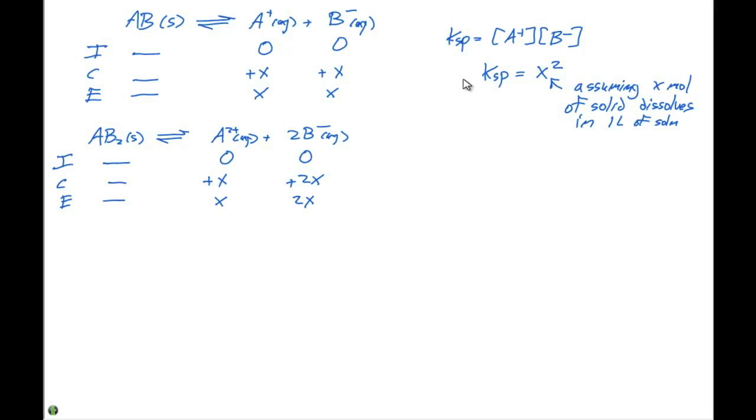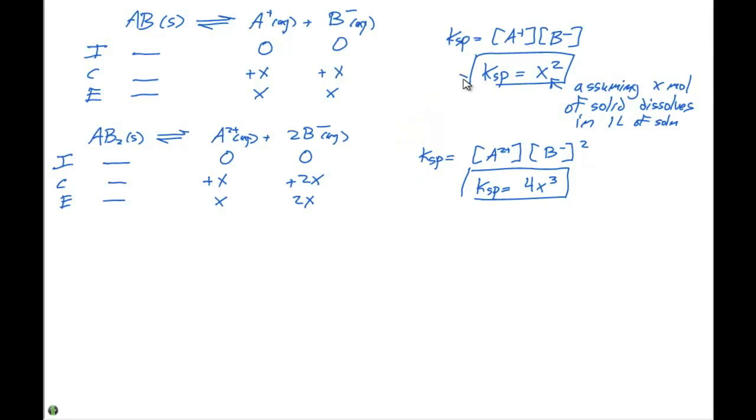So our KSP is going to be equal to the concentration of A2 plus times the concentration of B minus, that quantity squared. If we plug in our equilibrium concentrations of X and 2X, we get a KSP expression that's going to be equal to 4x to the third. The main thing that I want to point out here is when we look at our KSP expressions, this 4x to the third and this x squared right here are different.